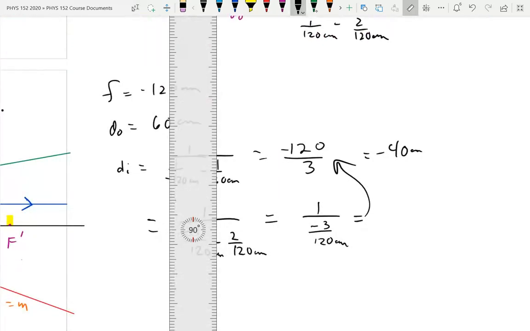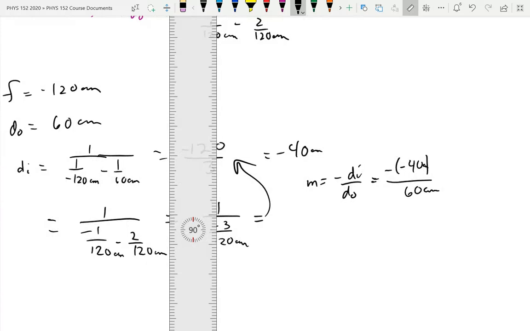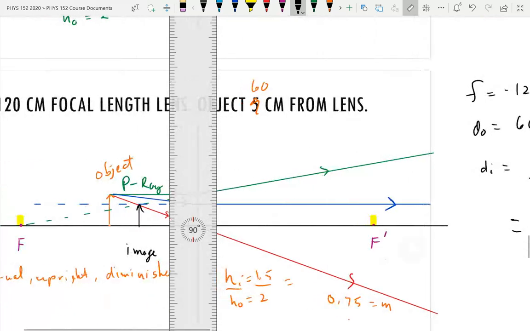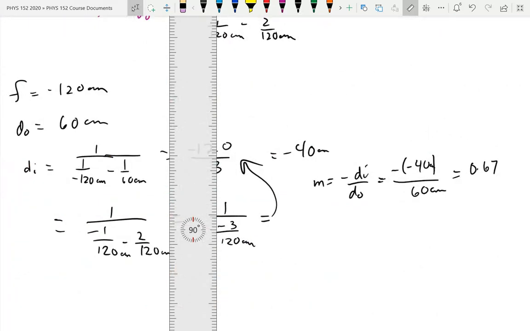So doing that right here, magnification is equal to minus distance image over distance object, which is equal to minus 40 centimeters over 60 centimeters, and I have 0.67. So my estimate of 1.5 and 0.75 was a little off from what it should have been. But you stick with what you drew. You don't say, oh, let's go back and fudge numbers. It was the best of my drawing within the limitations of my ruler.